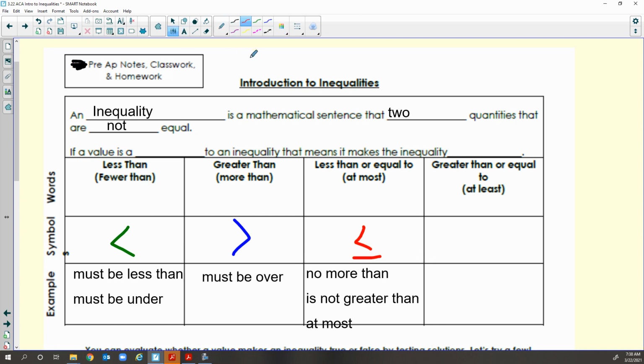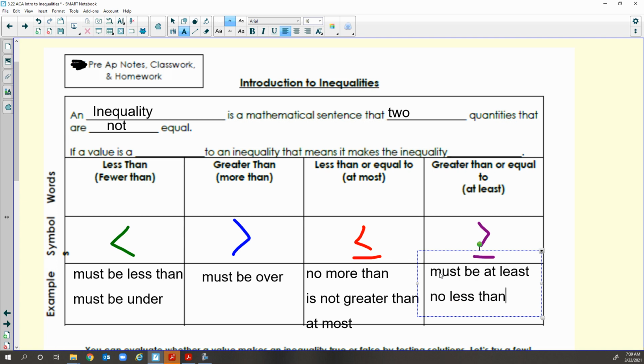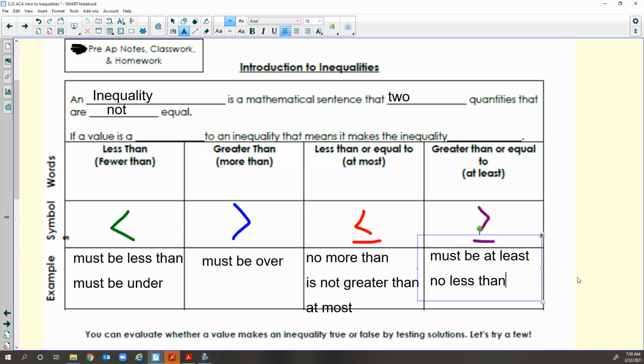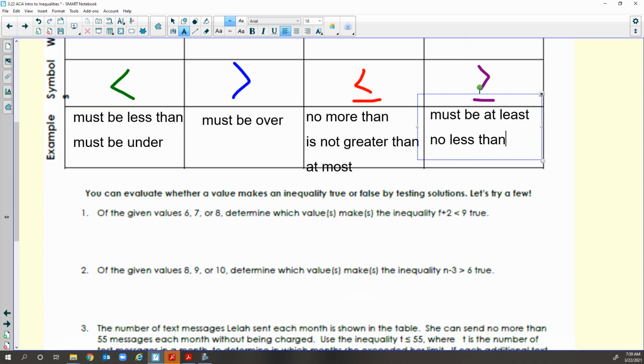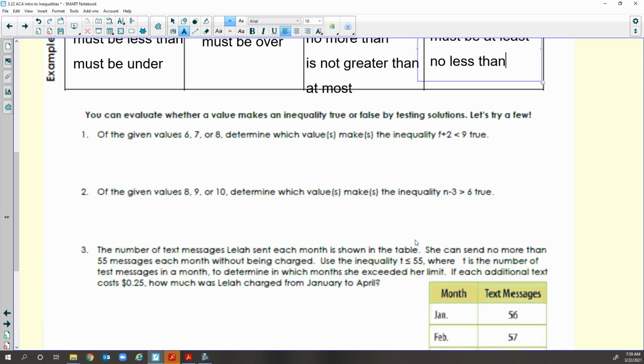And then the last symbol that we have is greater than or equal to. So it still has the same greater than symbol, but we put that little line underneath to symbolize also equal to. So this is code for when we see things like must be at least a certain number or no less than a certain number.